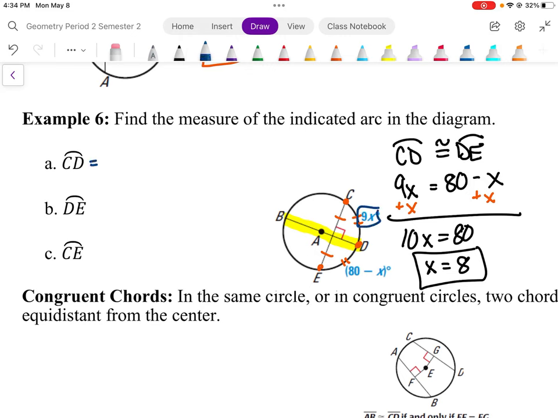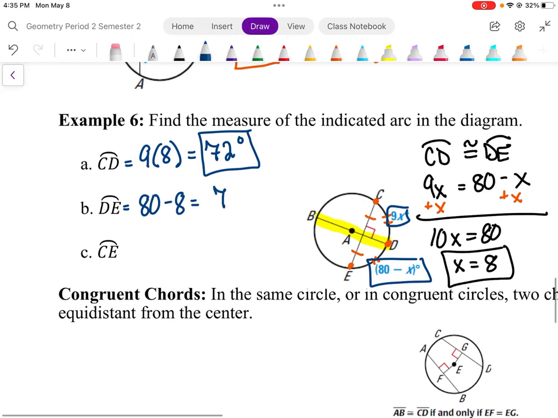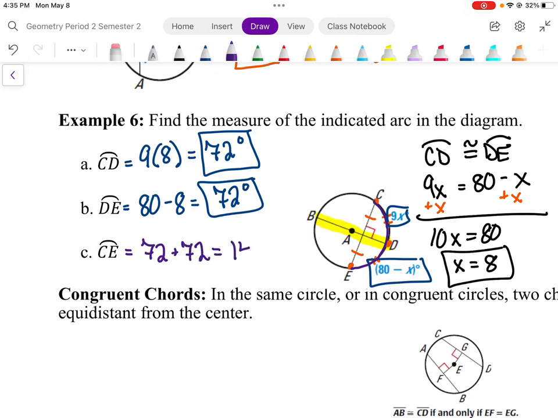So to find CD, that one was originally 9x, or 9 times 8, which will be 72 degrees. Then for DE, if we solved correctly for x, it should equal the same thing. And in this one, it does, because they're both 72. And then for CE, it's going the entire length. So to find that, we're going to add those two arcs together, or you can multiply it by 2 to get 144 degrees.